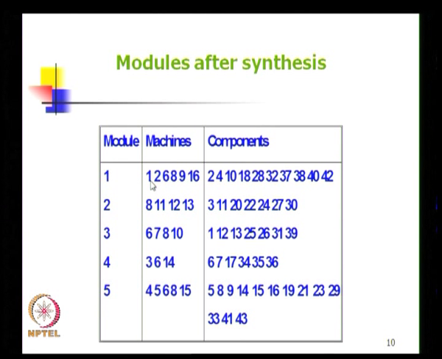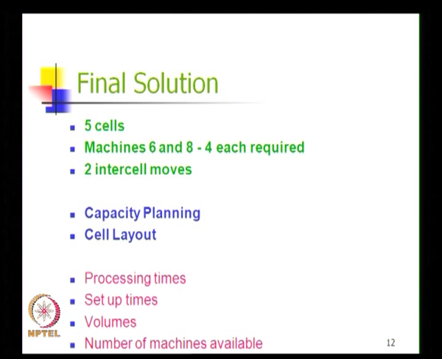So for every machine we have to go back and see what are the components that are visiting this machine, how much time is required on this machine, or what is the demand of time on this machine. How do we compute the demand? To compute the demand we need all of these. The first 3 things we need: what is the expected volume of production of these components, what are the processing times, and what are the setup times.